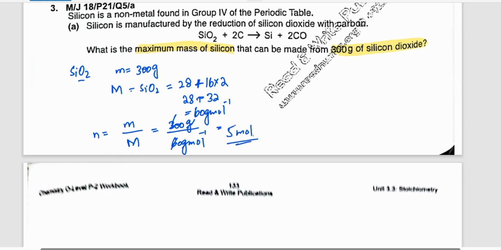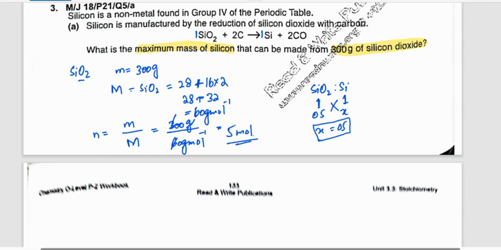Let's find out the number of moles of silicon by the ratio method. Let me write here. Silicon dioxide to silicon: 1 mole of silicon dioxide produces 1 mole of silicon. If we have 5 moles, what will be the moles of this? X is equal to 5. With the same ratio, 5 moles of silicon will be formed.